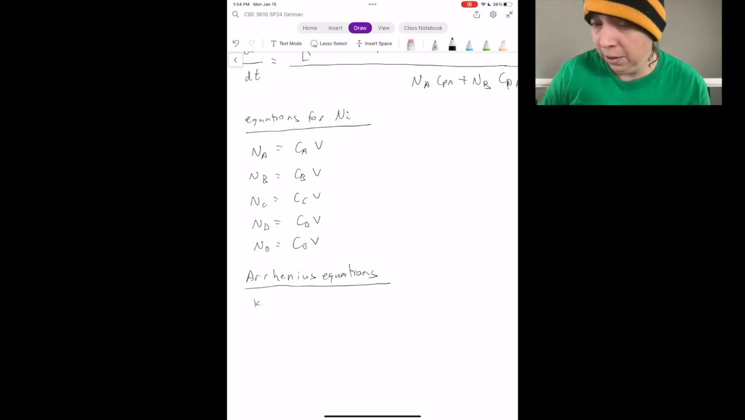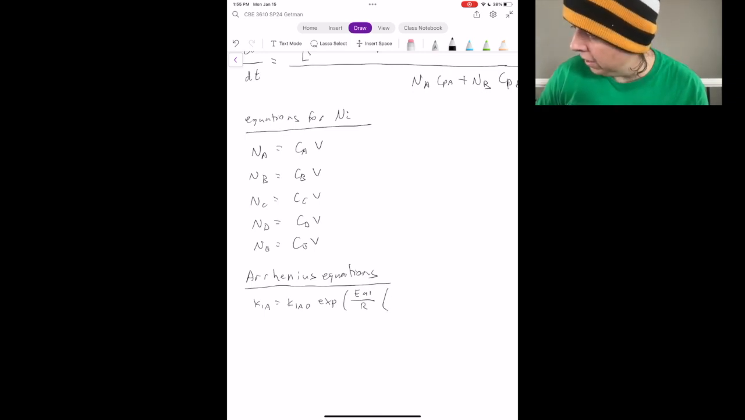So for example, k1A would be equal to k1A0 times the exponential of the activation energy of reaction 1 divided by the gas constant, times 1 over T0 minus 1 over T. And same for the rest of them.